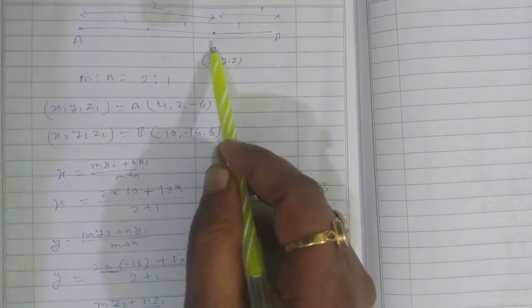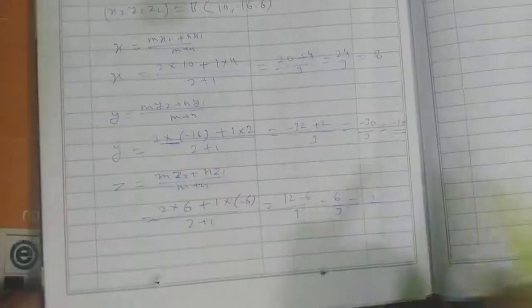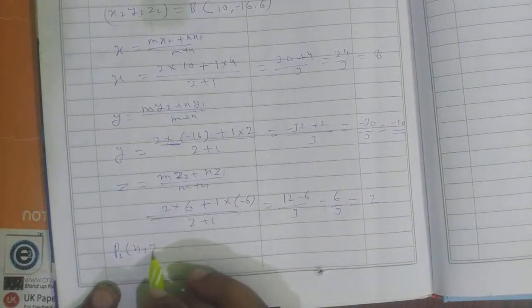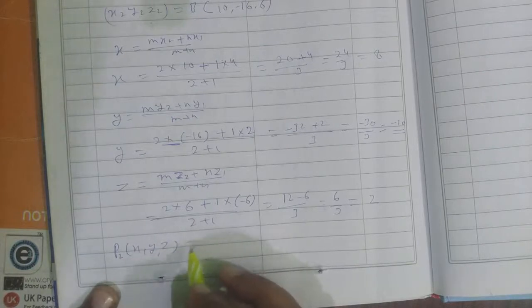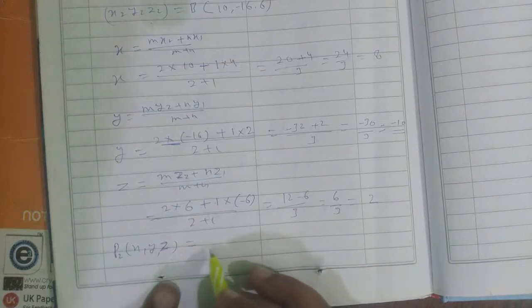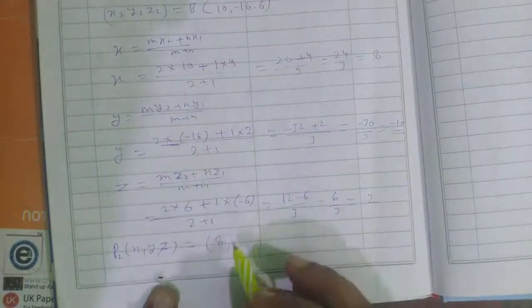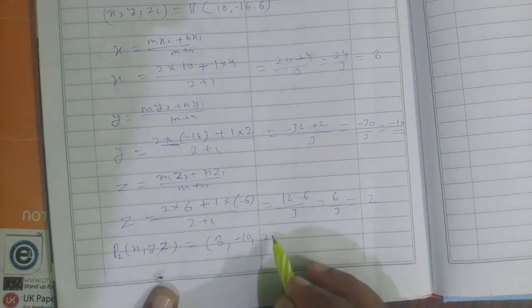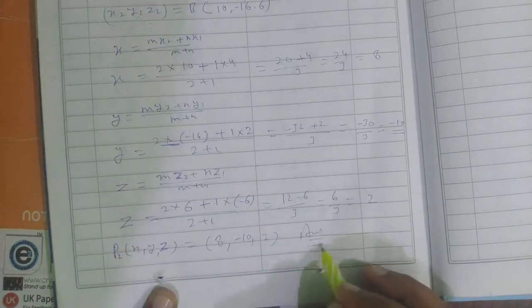After that, you have found the coordinate of P2, x, y, z. What are the values of x, y, z? The coordinate of x here is 8, the coordinate of y is minus 10, and the coordinate of z is 2. So this is your second answer.